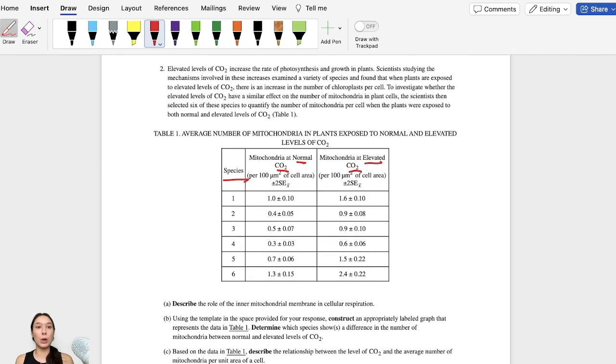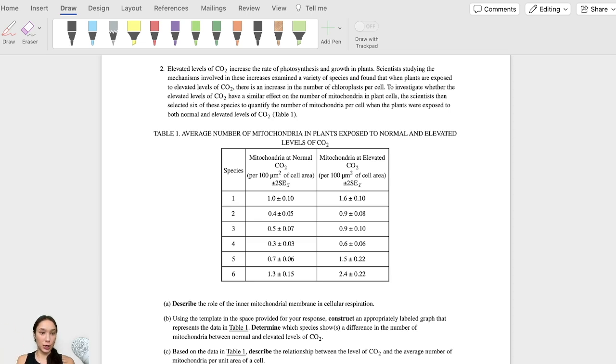So the first thing that I want to do is look at our independent and our dependent variables. Our independent variable is always what's going to be changing, and our dependent variable is what we're measuring. So what we're measuring in this case is the number of mitochondria. What's changing? The species. So we're looking at different species and the number of mitochondria that they have in two separate conditions.